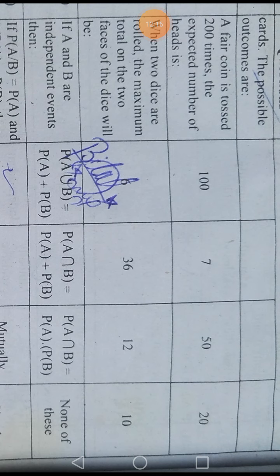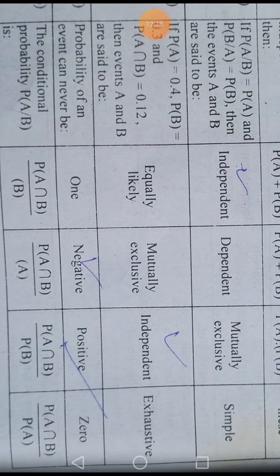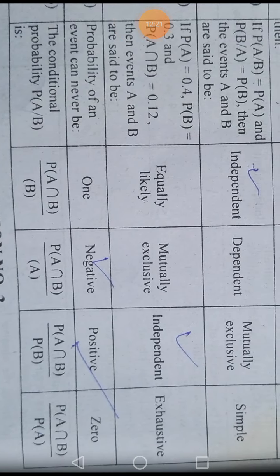If A and B are independent events, then probability of A intersection B is equal to probability of A times probability of B. If probability of A given B is equal to probability of A, and probability of B given A is equal to probability of B, then the events A and B are said to be independent. If probability of A is 0.4 and probability of B is 0.3, and probability of A intersection B is 0.12, then events A and B are said to be independent.